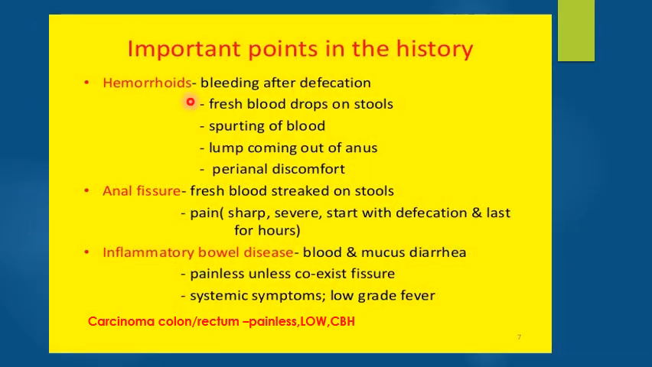So the important points in the history: hemorrhoids, bleeding after defecation, usually fresh blood drops on stools, sometimes spurting of blood after defecation, sometimes associated with a prolapsing lump coming out of the anus due to prolapsed hemorrhoids, and perianal discomfort. Anal fissure is a fissure in the perianal region, and these usually present as fresh blood streaks on stools, and is usually associated with very sharp pain, which lasts hours after defecation.